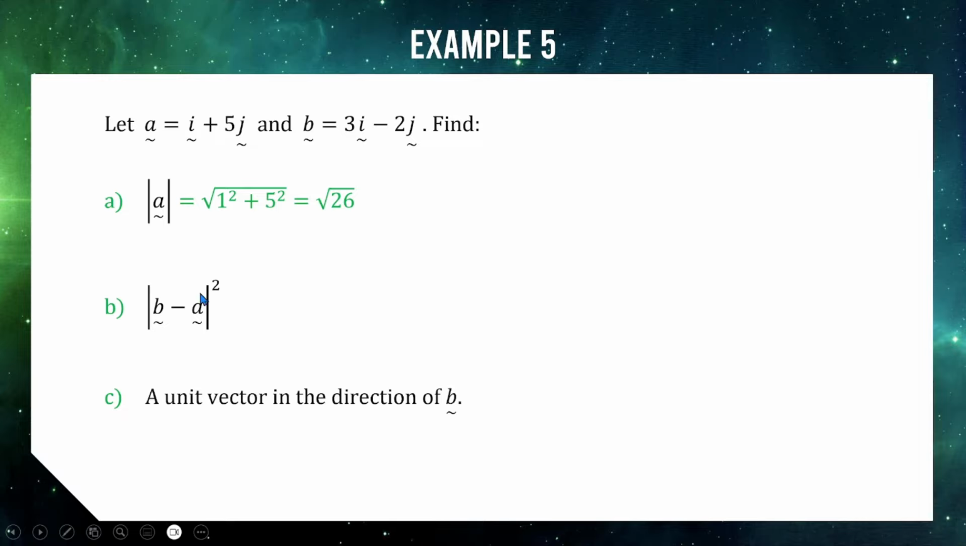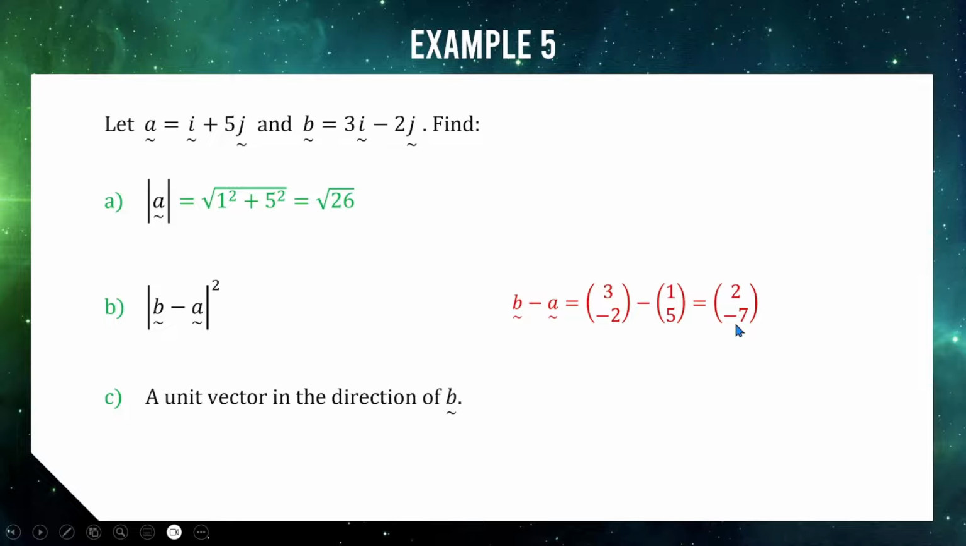For part B, we're going to find the vector B minus A with a bit of simple subtraction. Then we're going to find the magnitude of that vector, and we're going to square it. This may seem pointless now, but this is going to come into play in a later lesson. So start off with B minus A. We're just going to subtract the two vectors. B has components 3 and minus 2, and A is 1, 5. When we subtract those, we get 3 minus 1 is 2 for the top, and minus 2 minus 5 is minus 7 for the y component. So there is B minus A.